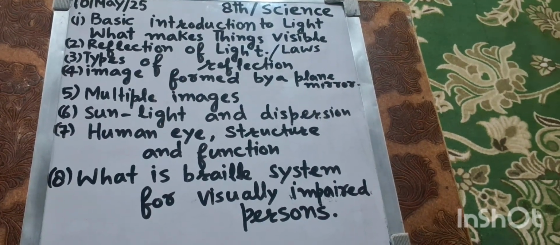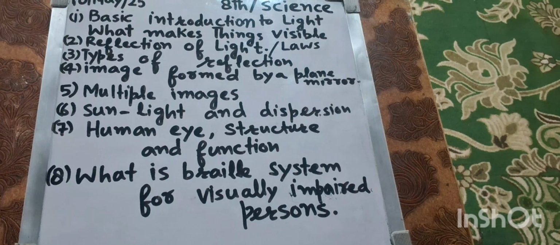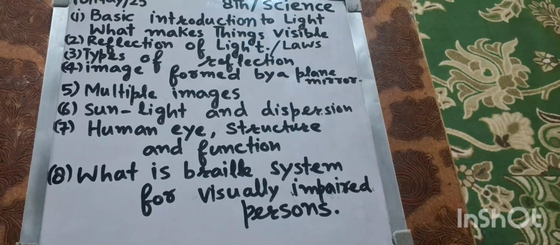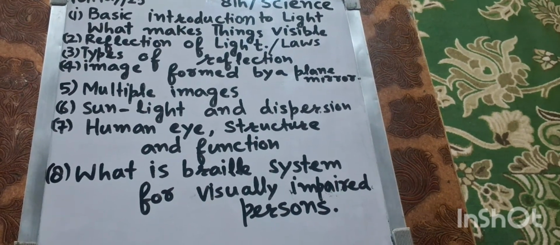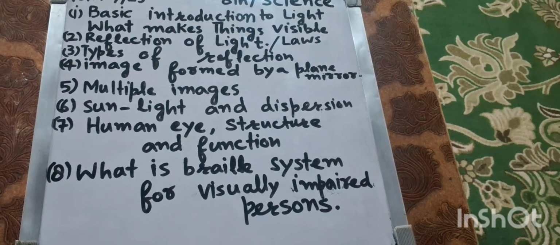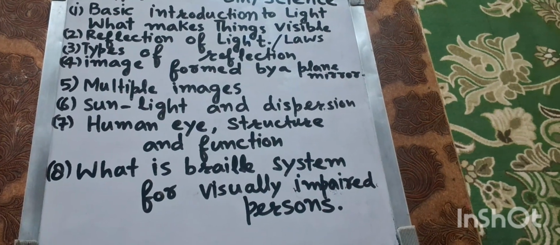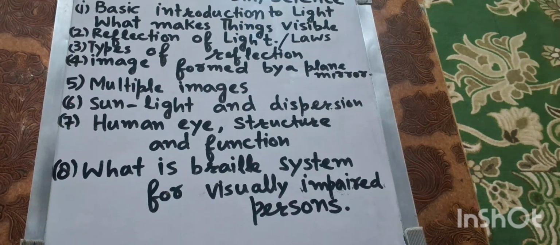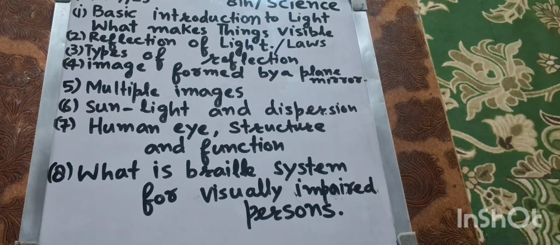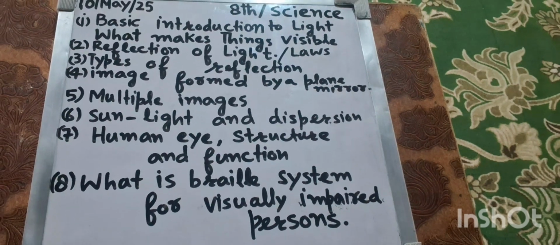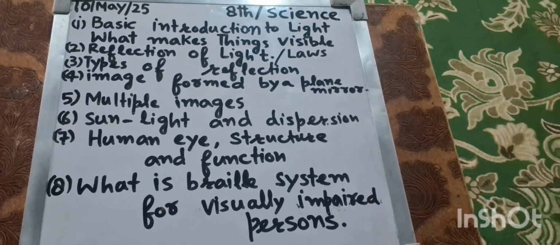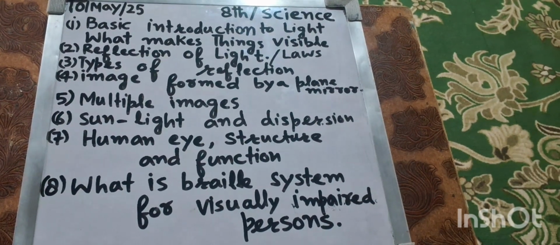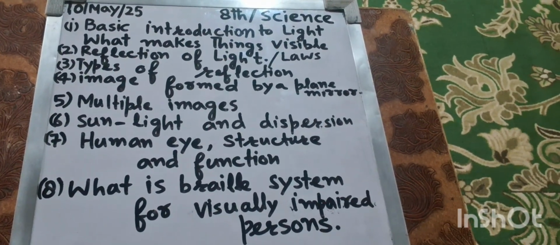After that, we will learn how light gets reflected from reflecting surfaces, and we will also learn the different laws of reflection. Our third topic will be the different types of reflection, that is regular reflection and irregular reflection. Our fourth topic will be the image formed by a plane mirror. What are the different characteristics of the image that is formed by a plane mirror?